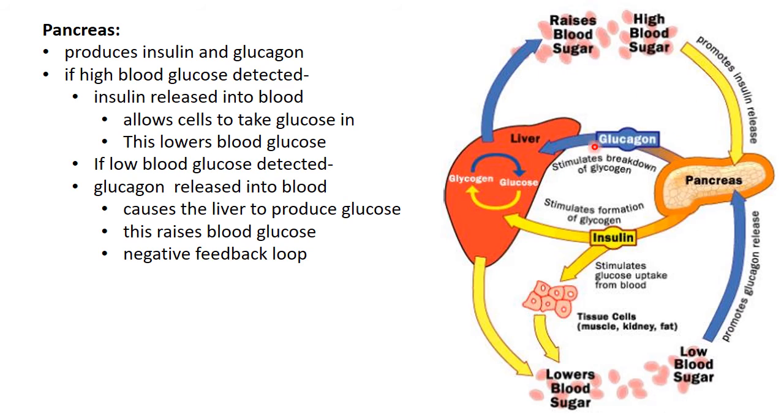So this is the loop. This is an example of a negative feedback loop, because remember we had low blood sugar, the pancreas produced glucagon, and that raised the blood sugar. So that is negative feedback.